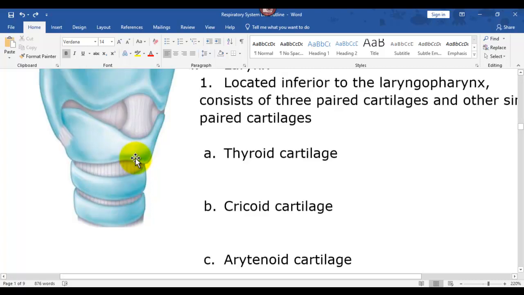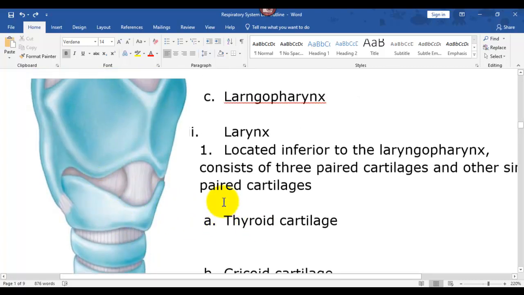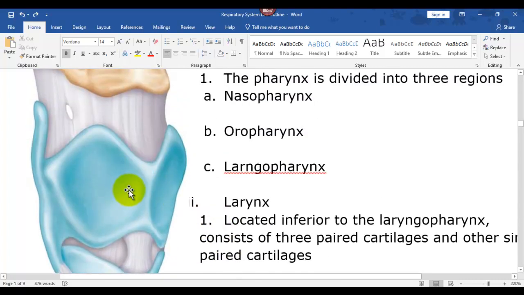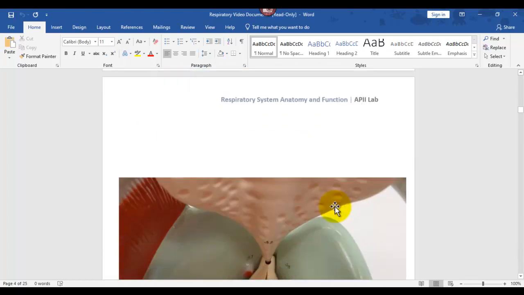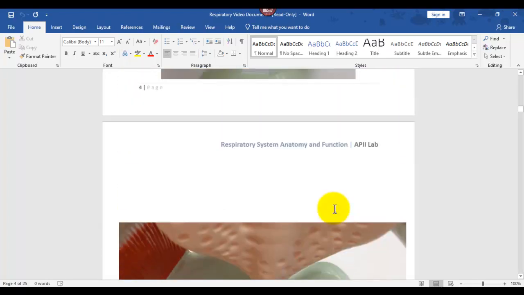Cricoid is in the front. It's that little piece here, and then the thyroid cartilage is there. So I'm going to go to our diagram, our video document is what I'm calling it.